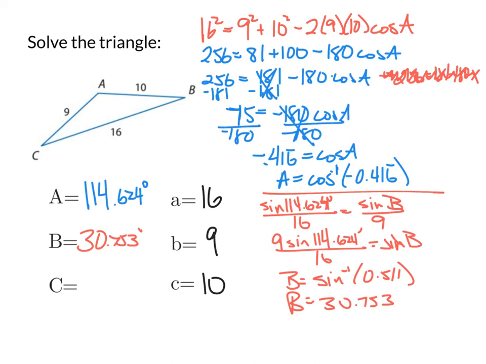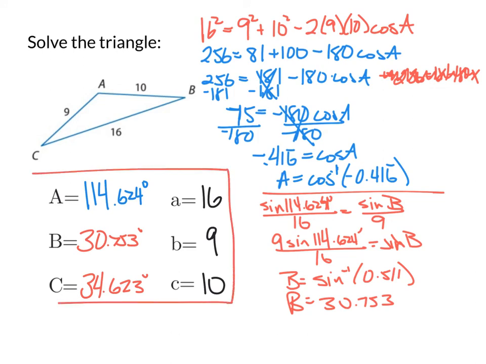Of course, my last step then is to find out what angle C is. So I'm going to start with 180 degrees, subtract off that 114.624, and subtract off the 30.753, and we're left with 34.623 degrees. Real quickly, checking that our largest side is paired with our largest angle, smallest side is paired with our smallest angle, and that's the solution to our triangle.